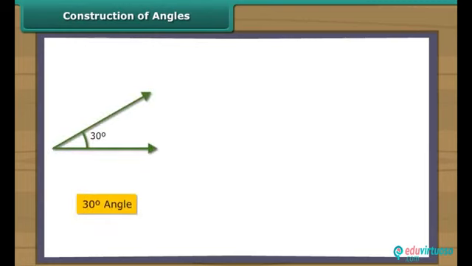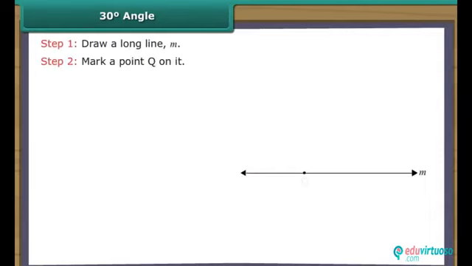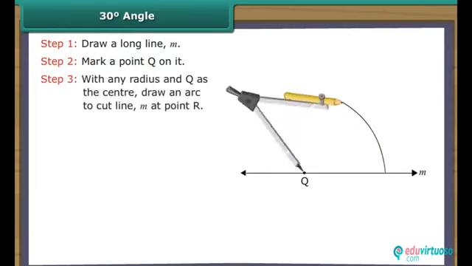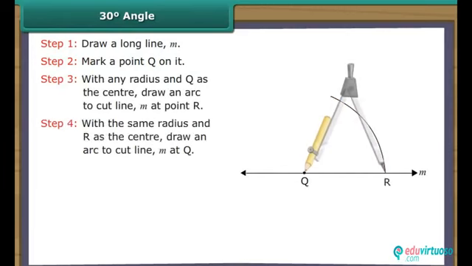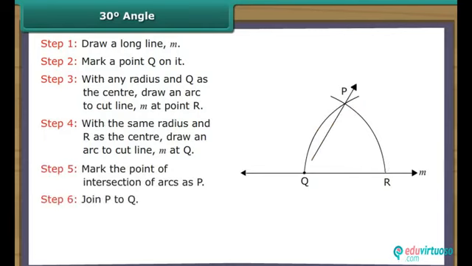Construction of angles. Let us now construct some special angles one by one. 30-degree angle, 60-degree angle, 120-degree angle. Construction of 30-degree angle. Draw a long line M. Mark a point Q on it. With any radius and Q as the center, draw an arc to cut line M at point R. With the same radius and R as the center, draw an arc to cut line M at Q. Mark the point of intersection of arcs as P. Join P to Q. Bisect the angle.